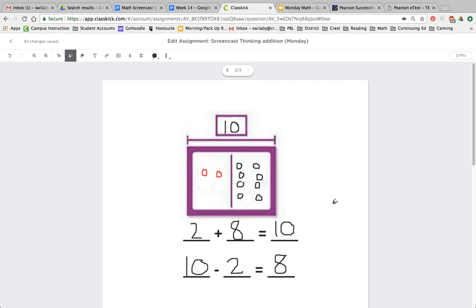As you're solving today, like I said before, you will need to have two equations. I want to see you writing the missing part or drawing the missing part inside the boxes, and then writing the equations, one addition and one subtraction. And if you know your fact families, then hopefully this will be a pretty easy lesson for you to complete today.